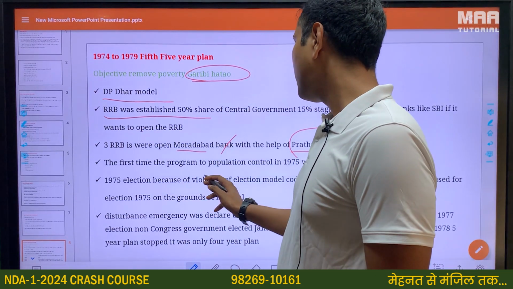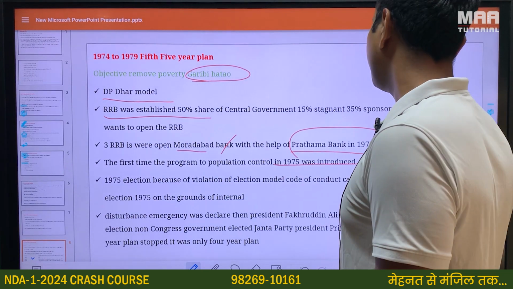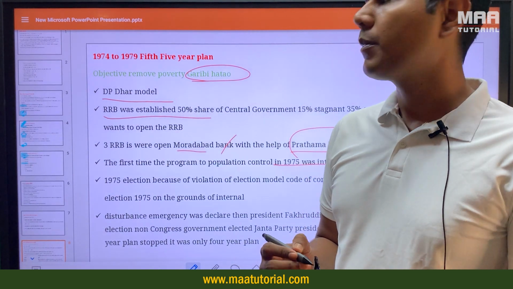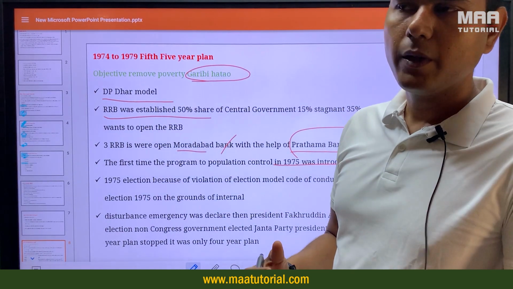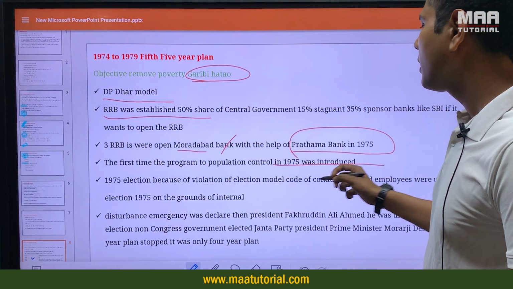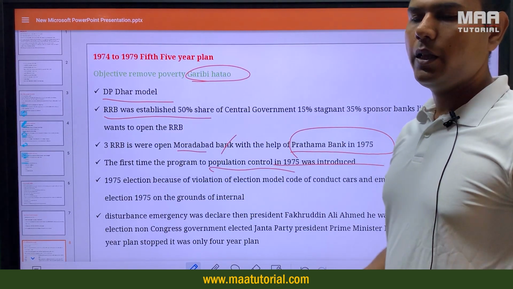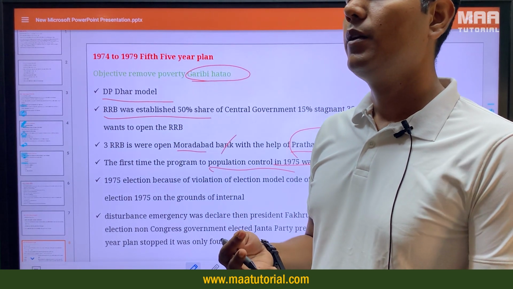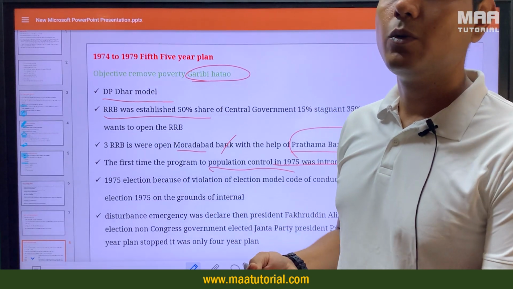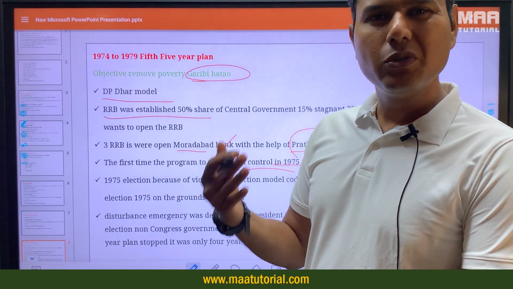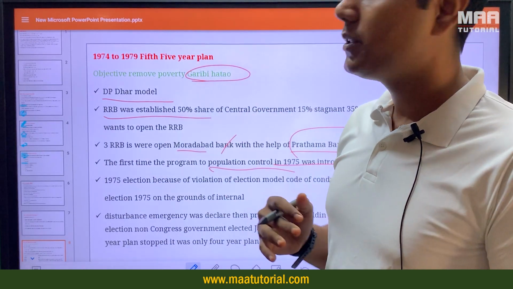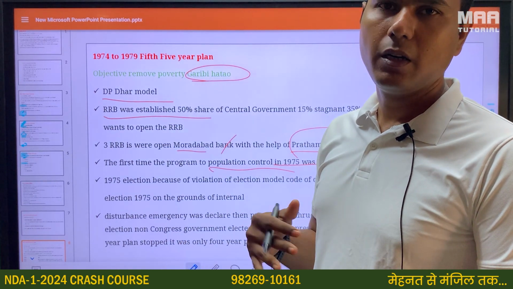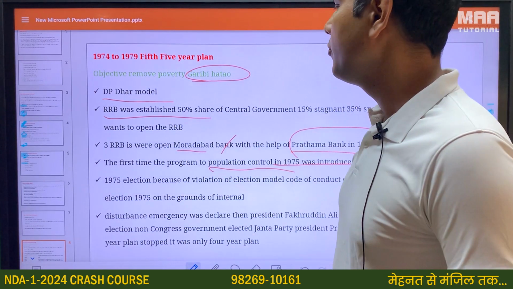The program of population control was introduced for the first time in 1975. See, the idea of a population policy was introduced in our country, and this is the population control program. Basically the idea was to reduce the population or at least stagnate it, and people were motivated or driven to get themselves operated on so that they are not able to produce further kids.